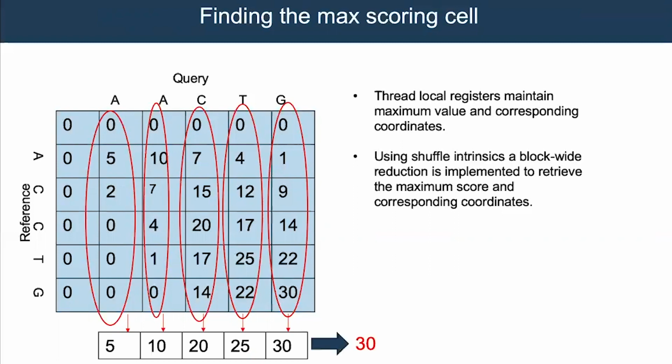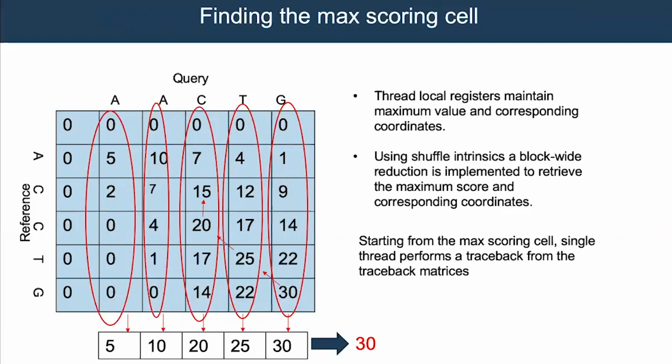And once we have the maximum scoring cell, we perform a traceback. And for this version, I'm performing traceback using one single thread, and I mask out every other thread in the block, and one thread does the traceback using pointer jumping, giving us the optimal alignment.